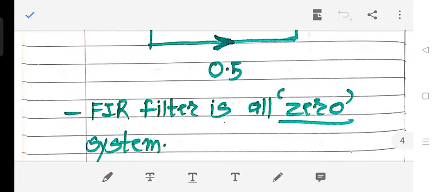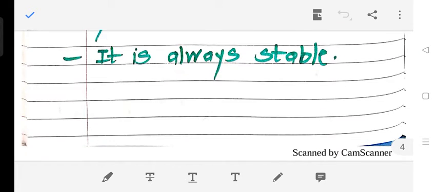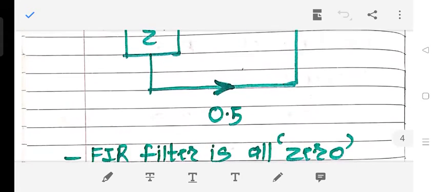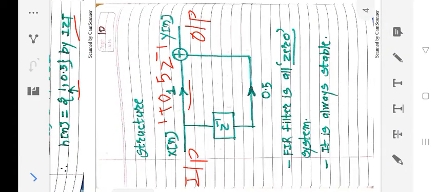So basically we have studied this: FIR filter is an all zero system. Already I have told you this. It is always stable because it is an all zero system. So that finishes our FIR filter basics. Okay, so this is the structure of the FIR filter. You can see here it is a feed forward system, there is no feedback.